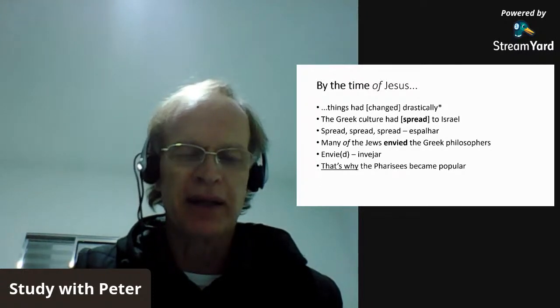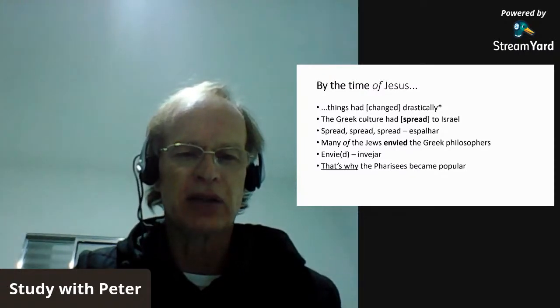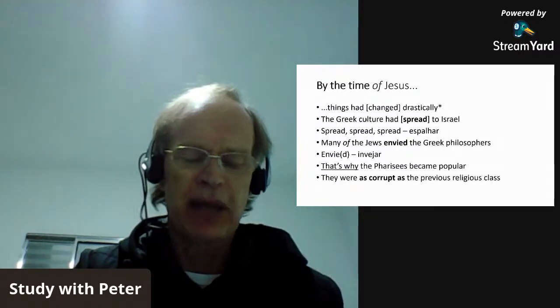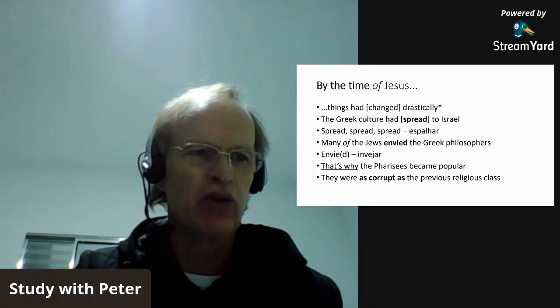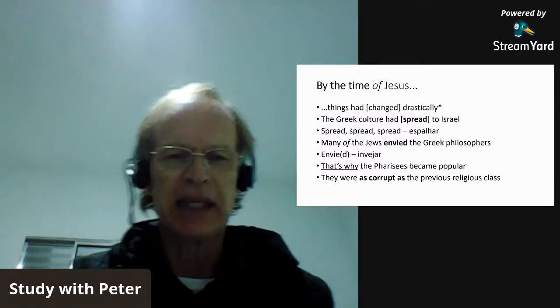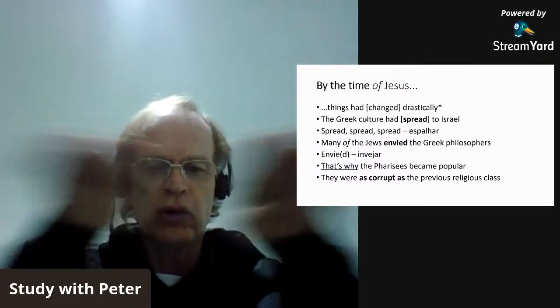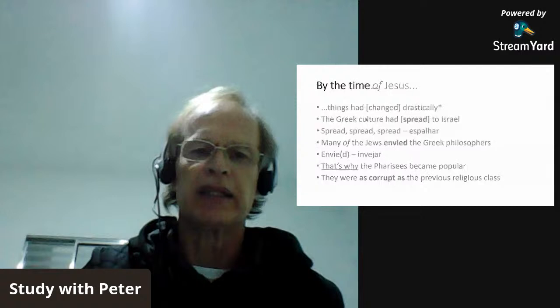And that's why the Pharisees became popular. They were very conservative. They didn't like the changing culture, the Pharisees. So they didn't like what was happening in Israel, but they were as corrupt as the previous religious class. Now, as corrupt, tão corrupto quanto a classe religiosa prévia. You know the word previous, prévio, anterior. Now, this is igualdade. The old religious class was corrupt, and they were equal to the old religious class. They were as corrupt as the previous religious class.